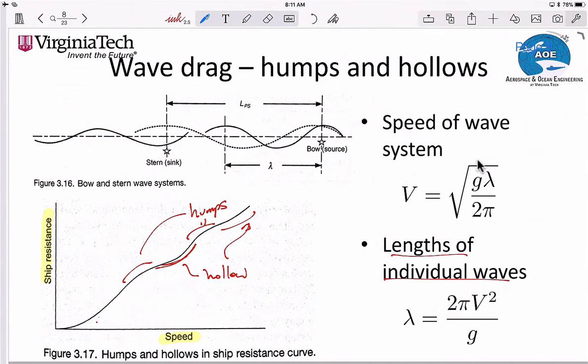So you could imagine you might want to choose to operate in a hollow, versus at a hump, where a little increase in speed results in a very large increase in resistance. So again, we can get an estimate of the wavelength based on ship speed.